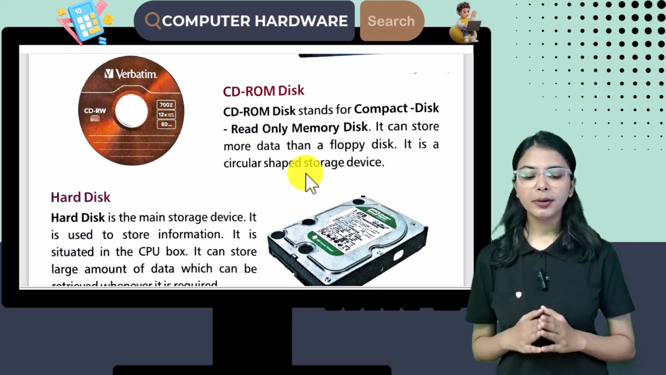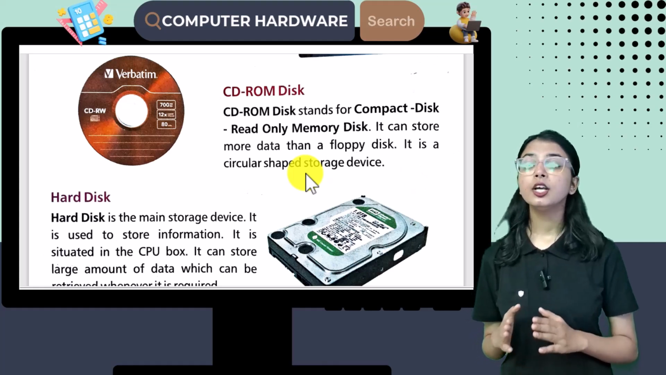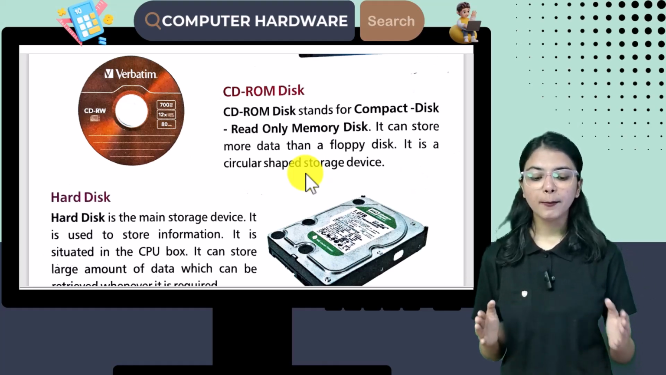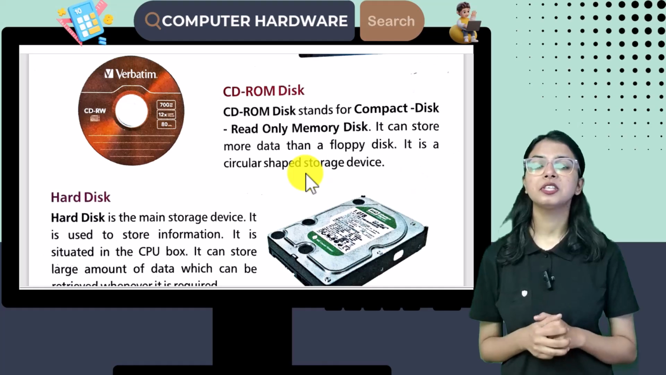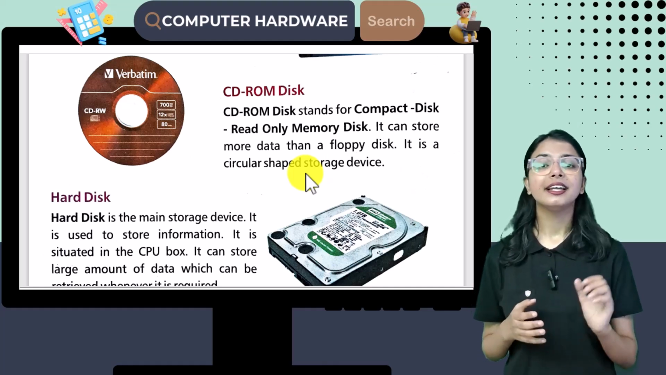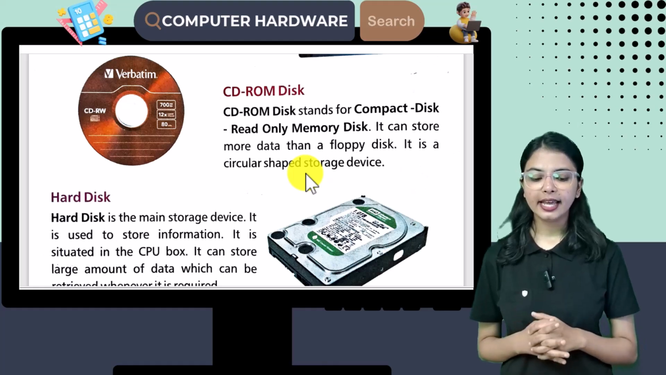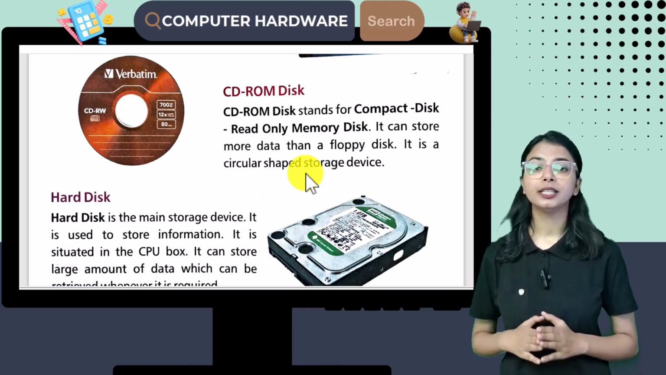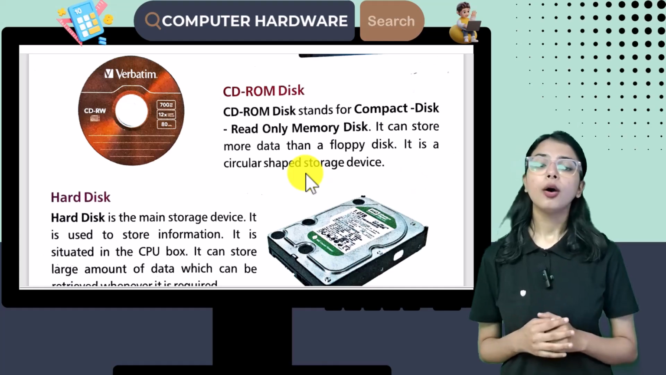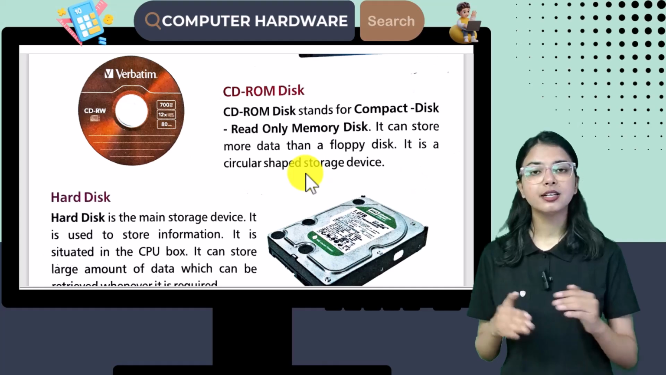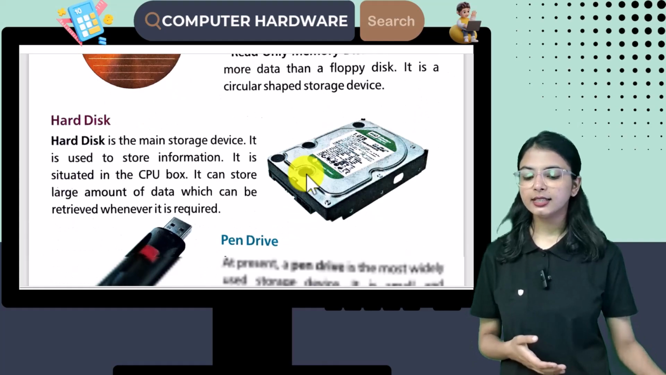So CD-ROM disk stands for compact disk read only memory disk. So what is the full form of CD disk? So compact disk read only memory disk. Okay student, it can store more data than a floppy disk. So this CD-ROM disk can store more data than a floppy disk. It is a circular shaped storage device और इसका shape क्या है? Circular है. Okay बेटा. Next is hard disk.